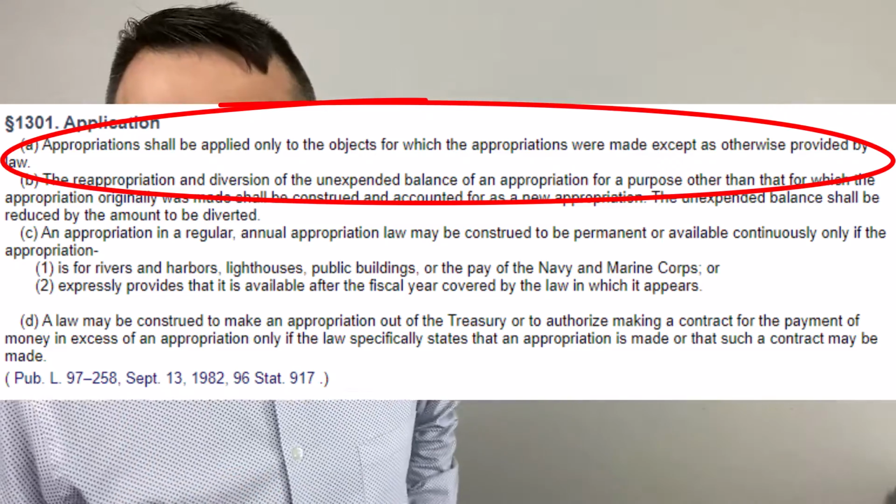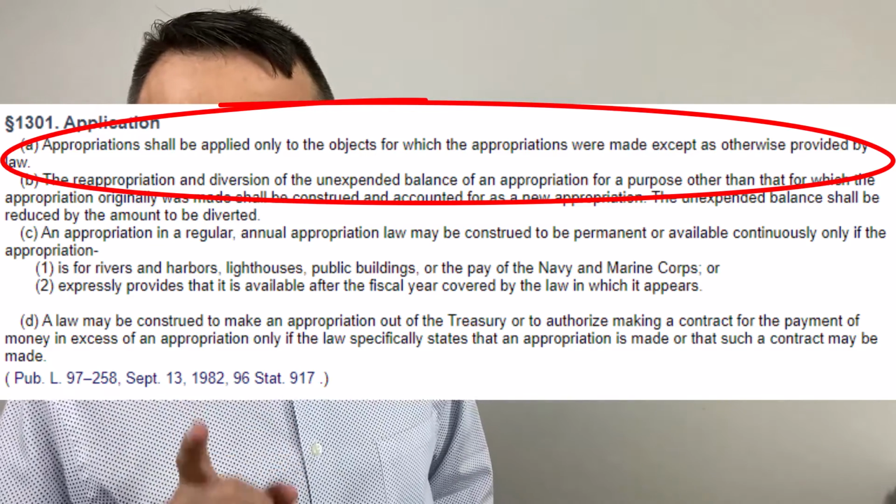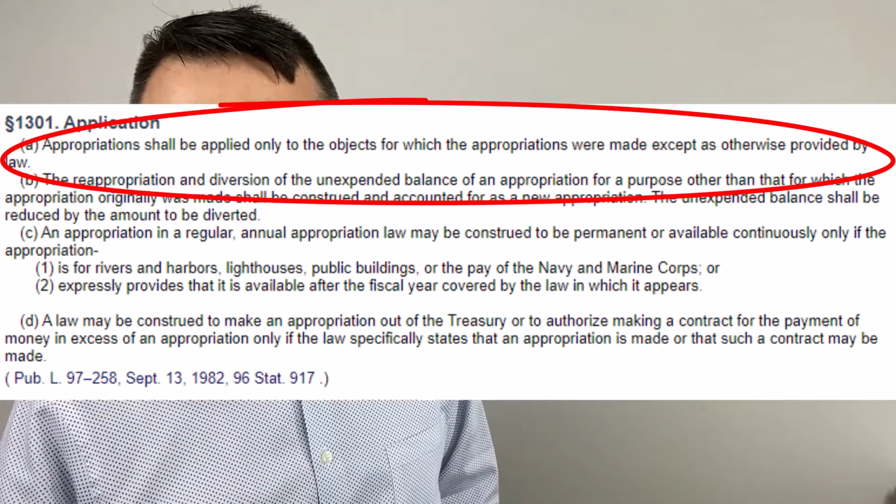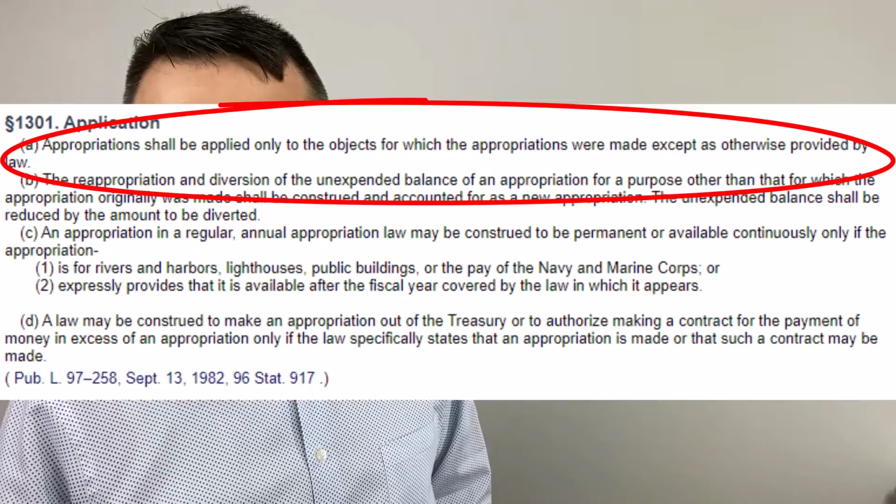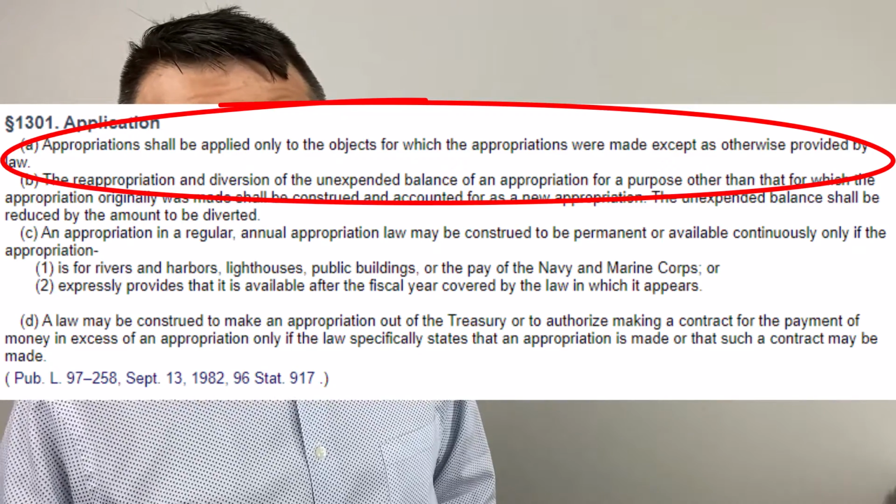The purpose clause is in Title 31, Section 1301, and it says, "Appropriations shall be applied only to the objects for which the appropriations were made, except as otherwise provided by law." That's pretty straightforward. Congress sets the rules on what tax dollars can be spent on.